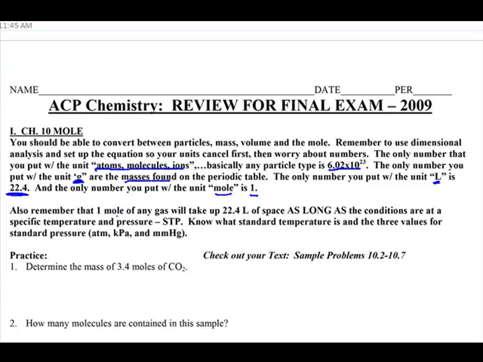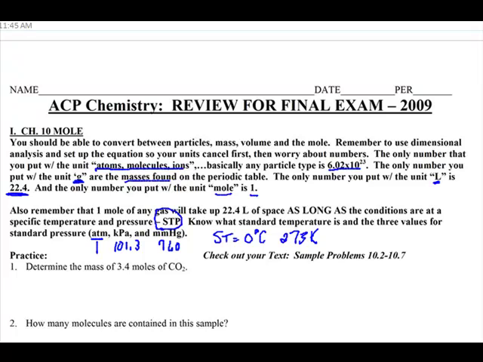All right, remember this. 1 mole of any gas takes up 22.4 liters of space as long as, see the big capital letters here, as long as conditions are STP. Standard temperature and pressure. So you should know the different values for standard pressure. We have 1 atm, 101.3 kilopascals, and 760 millimeters of mercury. And standard temperature is 0 degrees Celsius, which is equivalent to 273 Kelvin. So you should be familiar with all that.